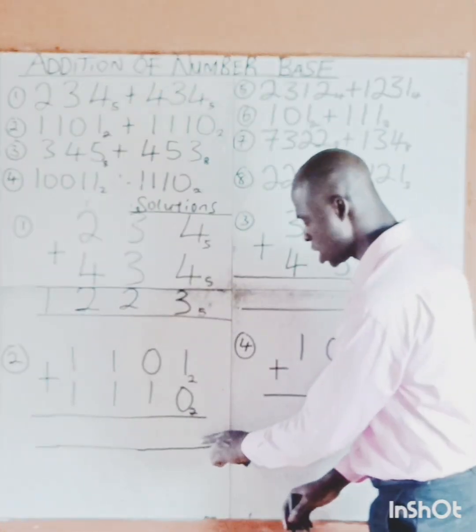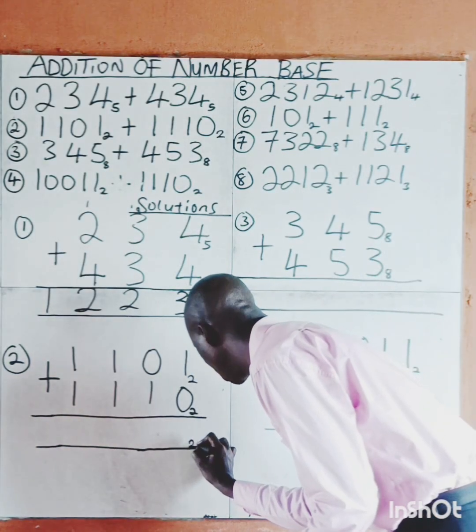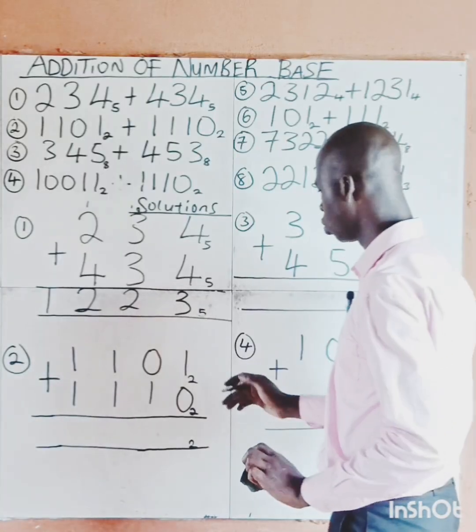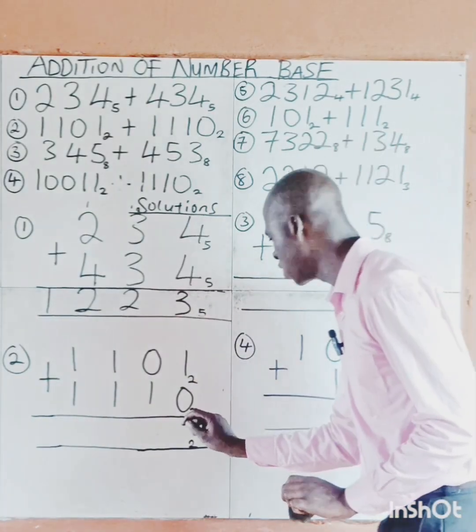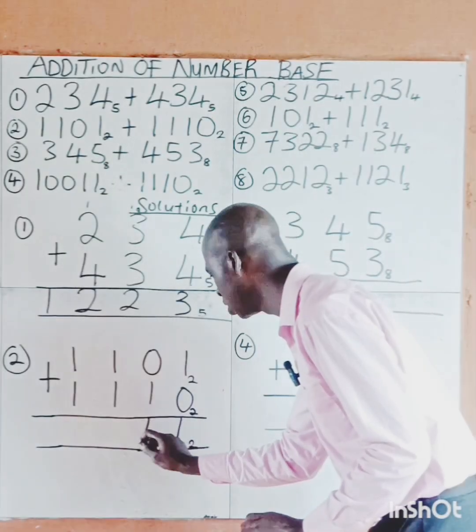So we'll do same for this question number 2 now. I will first of all go there and position it neatly done so that I will not forget it. So we go straight. Now 1 plus 0 will give me 1, neatly positioned. 0 plus 1 will give me 1, neatly positioned.